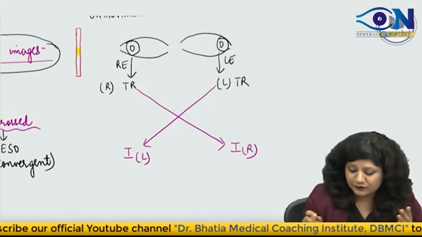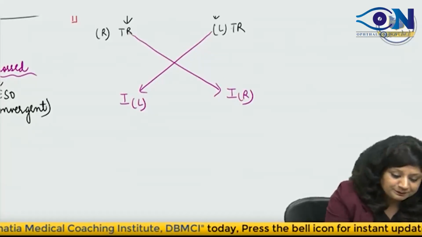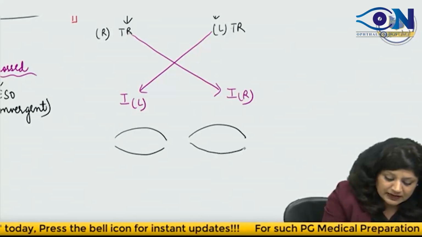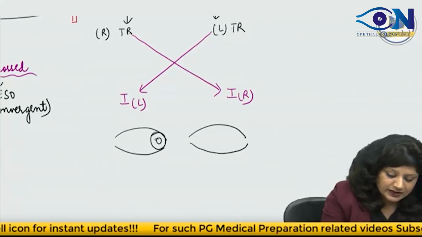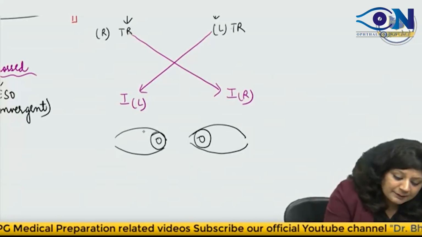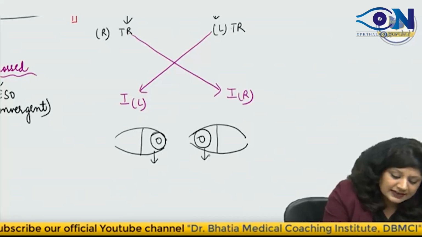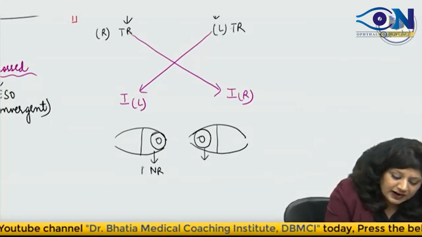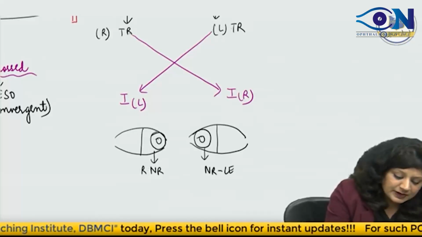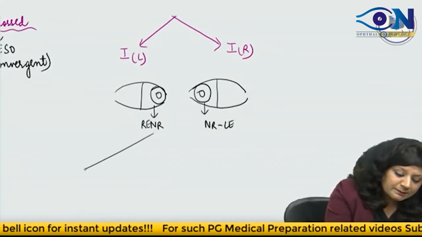While in cases of convergent squint, now try to look when the patient is having convergent squint, something like this. So this eye deviated inward here and this eye deviated inward here. Something like this. So what is happening? Now they are projecting the image on the nasal retina, nasal retina of the right eye here and the nasal retina of the left eye here. Something like this, right? Now nasal retina will form the image on the temporal side.